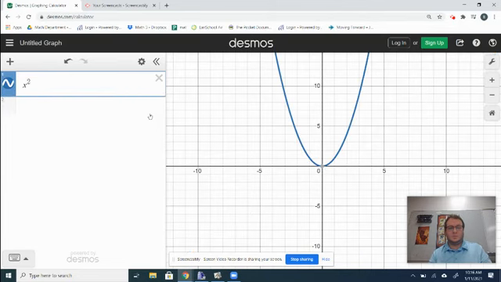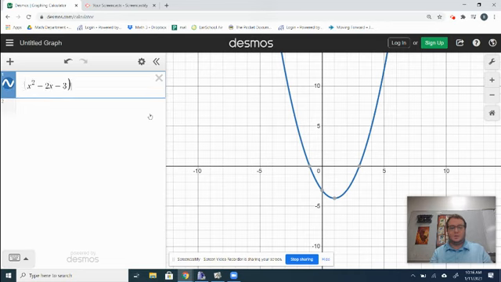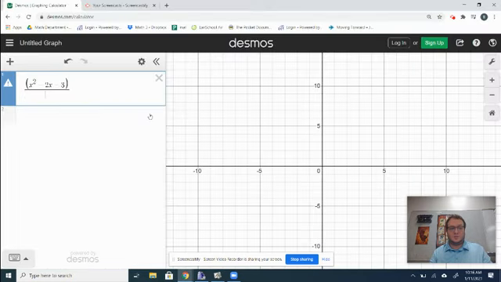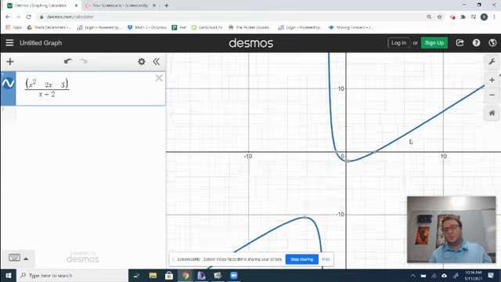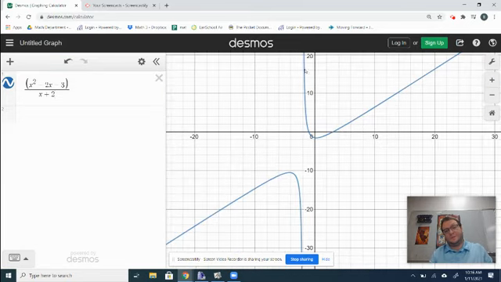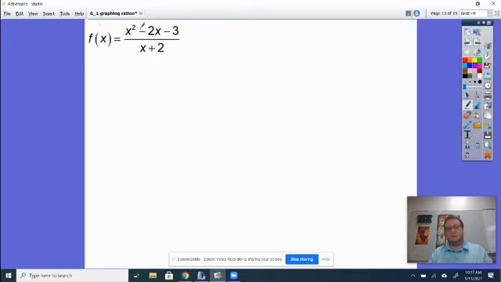x squared minus 2x minus 3. We're going to divide all of that by x plus 2. What you see here is we have this vertical asymptote, but we also have what we call an oblique asymptote. So there's a line going this way. We won't get into how we find this today. We won't look at those today, but that's what that produces. So anytime the degree of the numerator is bigger than the degree of the denominator, that's what you get.